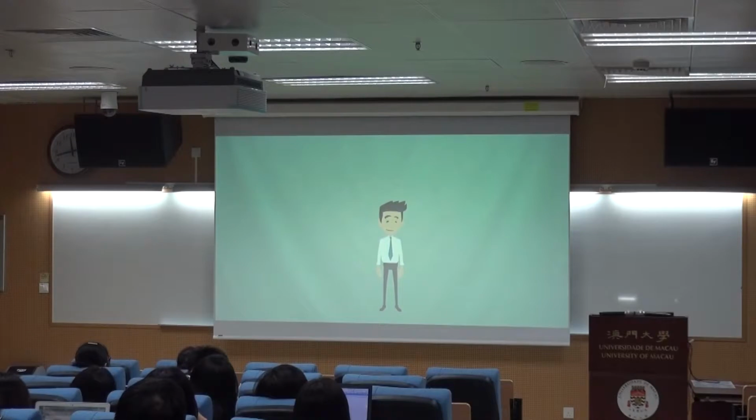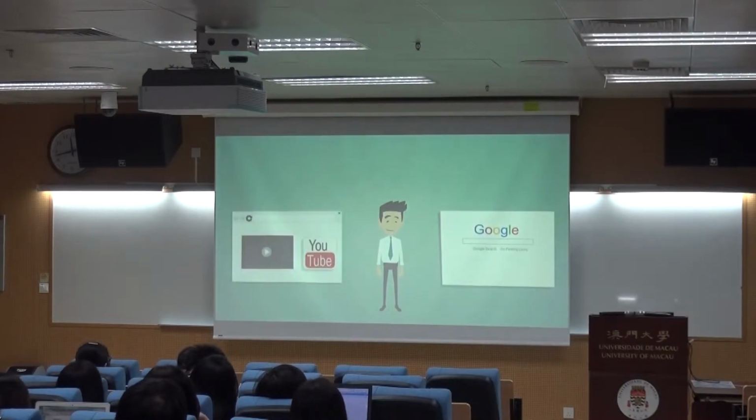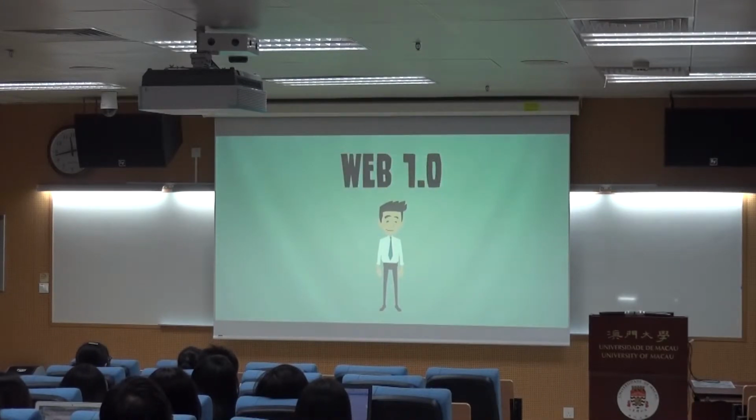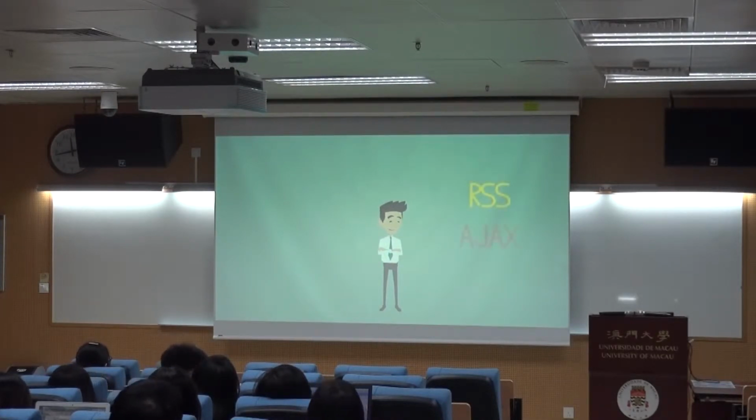Exactly. Remember many years ago when Google just launched, YouTube was just coming out, and MSN Messenger used to be the thing? Oh yeah, I totally forgot about that. Well, those were part of the first web generation, or Web 1.0. The web then began to evolve into a much more dynamic web. Technologies like RSS, Ajax, and XML started coming up.